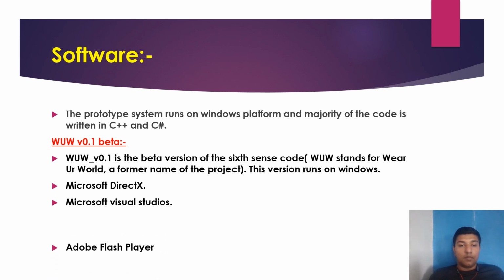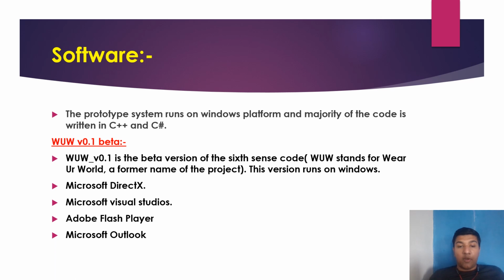Now let's talk about the software used in this system. The prototype system runs on the Windows platform and the majority of the code is written in C++ and C#. WUW version 0.1 beta is the beta version of the Sixth Sense code, and WUW stands for Wear Your World, a former name of this project, and this version runs on Windows. Microsoft DirectX, Microsoft Visual Studio, Adobe Flash Player, and Microsoft Outlook are also used as software for this system.